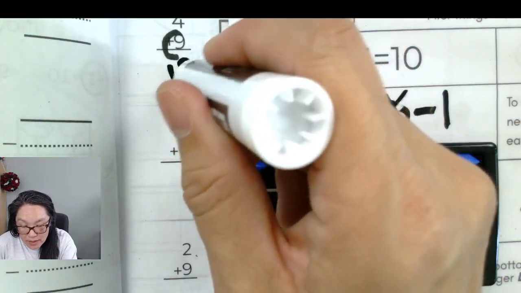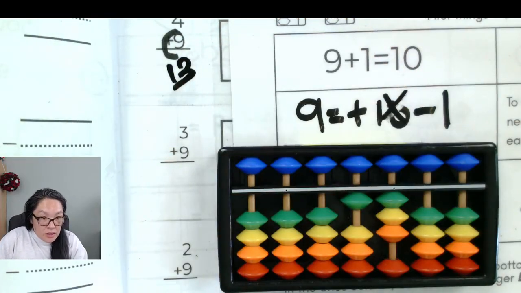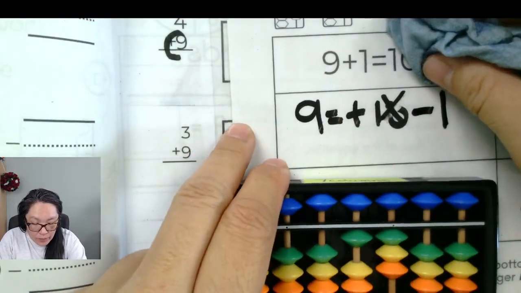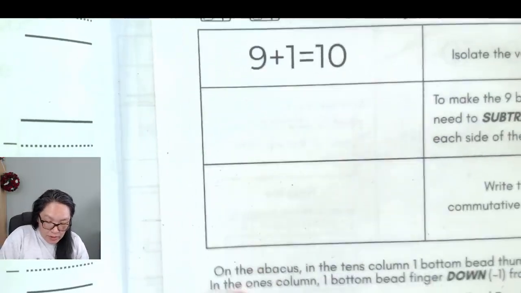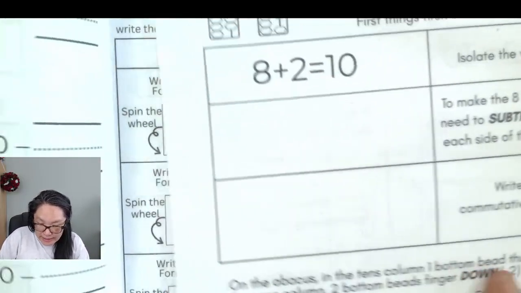Oh, maybe I should do the other one. Does that make sense? What we just did is making a 10. Maybe we do this one better. Maybe we do 8 instead.